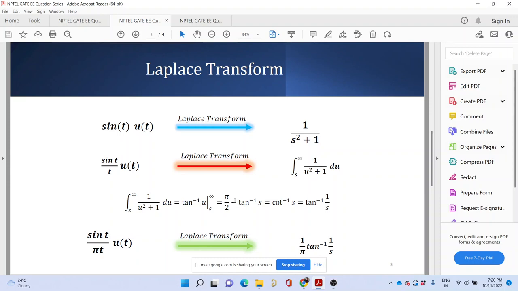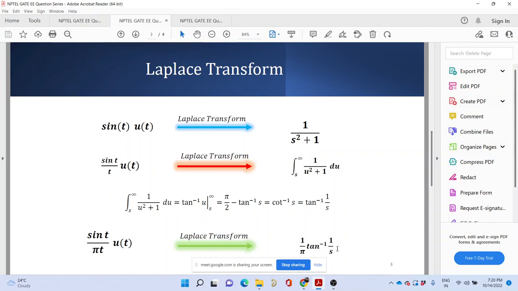So this becomes complementary. The complementary of tan would be cot, so cot inverse of s. So you replace it with tan: tan inverse of 1 by s. This is what you are getting. So you have another term pi, so you multiply with 1 by pi. So the Laplace transform becomes 1 by pi tan inverse of 1 by s.